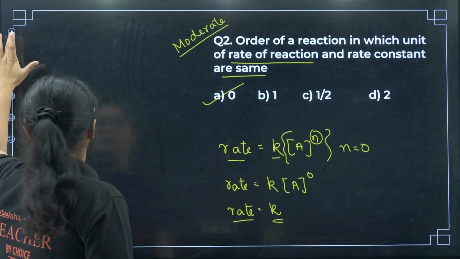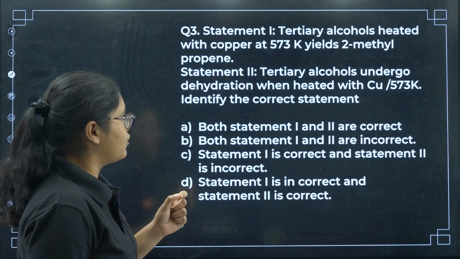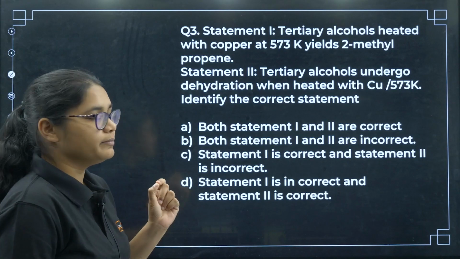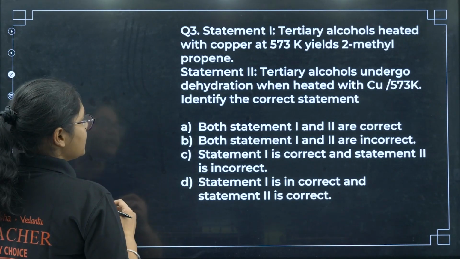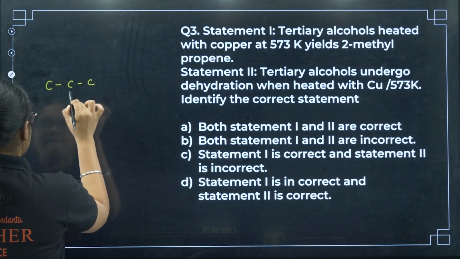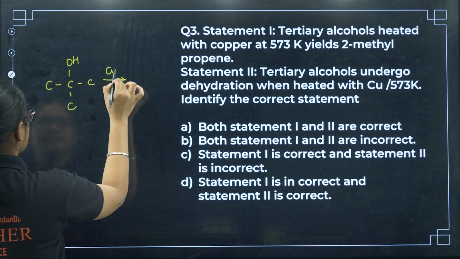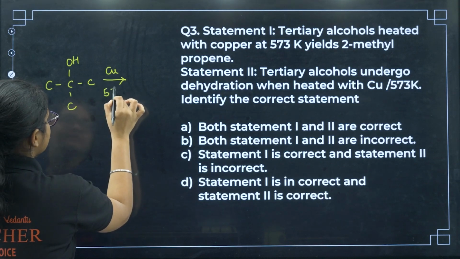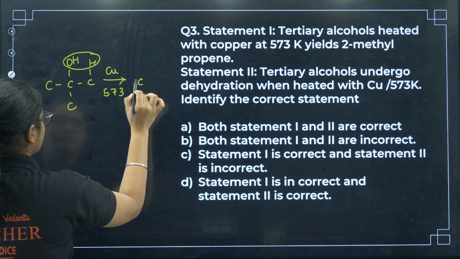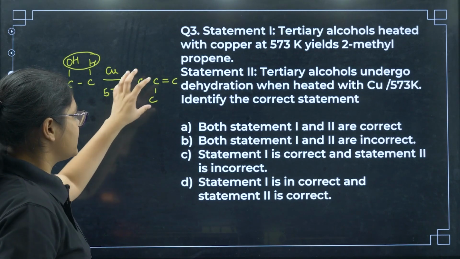Next, statement question. Statement number 1: tertiary alcohols heated with copper at 573 Kelvin yield 2-methyl propene. So suppose I have a tertiary butyl alcohol like this, and when you heat it with copper at 573 Kelvin, OH and H will be removed and we get this one. So that is the first thing.